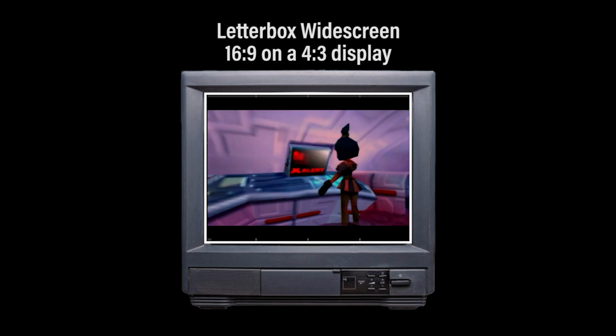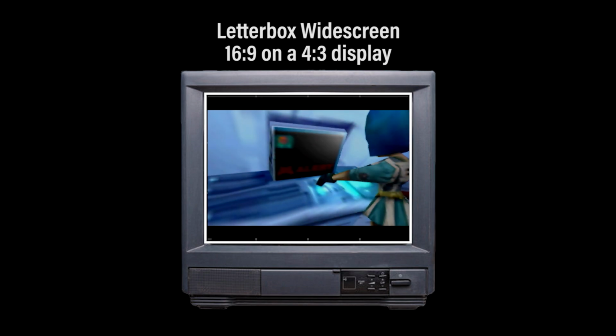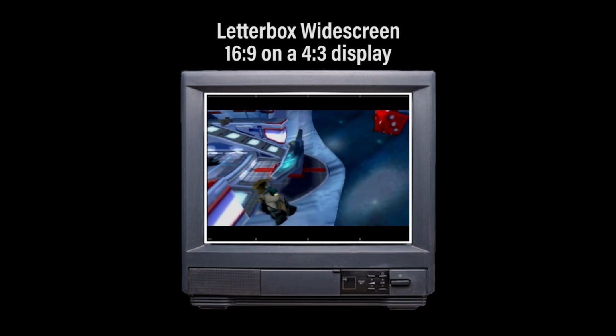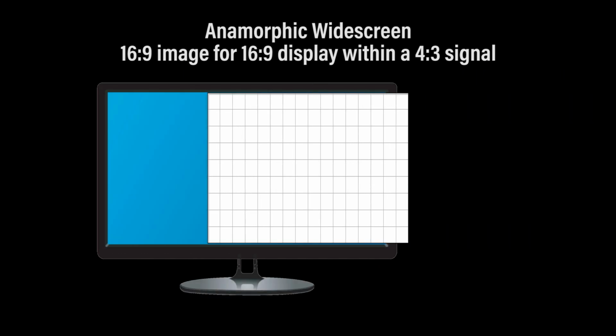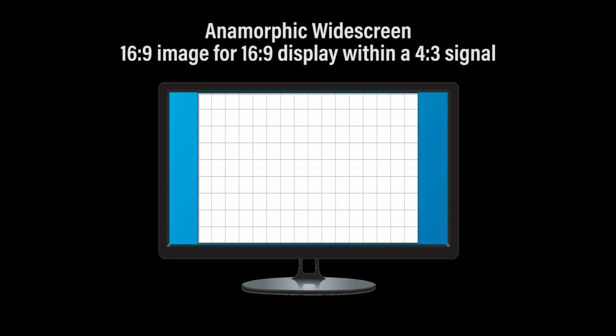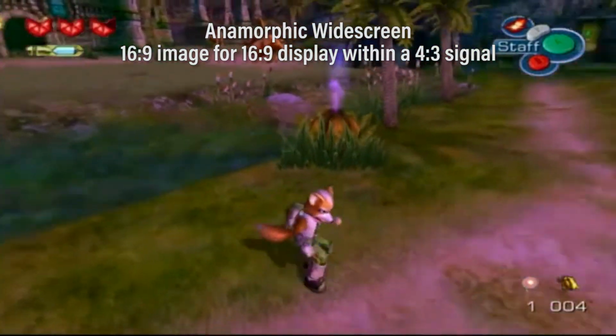This is the method that Force Gemini uses, and so we'll get back to it in a moment. The other method is called anamorphic widescreen. With this method, the 16:9 image was squished horizontally, so that when it was stretched horizontally onto a 16:9 TV, it would appear correct. This was generally used if you were going to display the image on an actual 16:9 TV, not a 4:3 TV, and became more common later on.